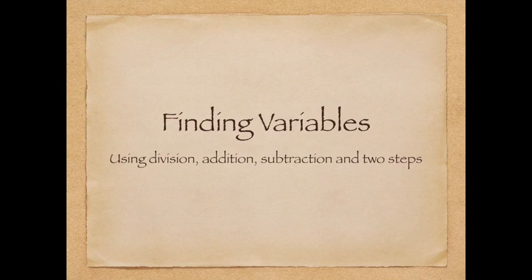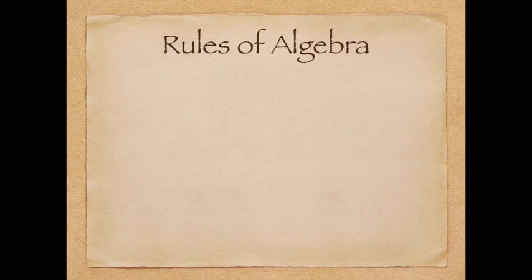We're going to this time use division, addition, and subtraction in 2 steps. We're going to use all of the pieces, everything that we've learned up so far to solve these fairly complex equations. All right, let's take a look at our rules of algebra one last time. We know these pretty well by now.